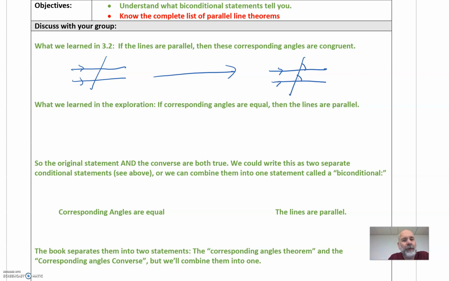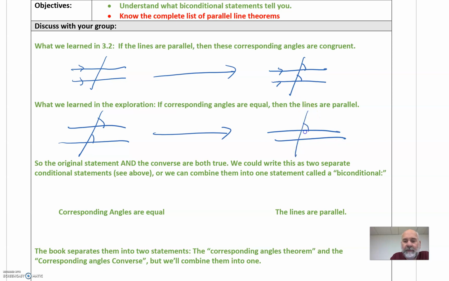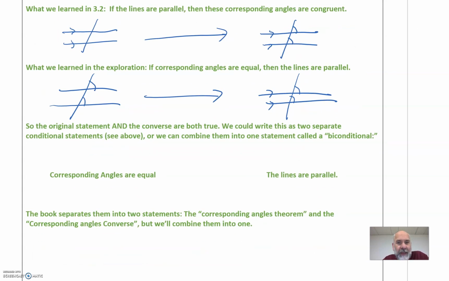And what we learned in the exploration was kind of the backwards of this, right? We learned that if I give you a situation with two corresponding angles that are congruent, then that's going to tell you, in the same situation, that the lines have to be parallel. Yeah? So the original statement, what we saw up here, and the converse are both true statements. And so I wrote them up above there as two conditional statements, the regular one and then the converse where we switch it around.